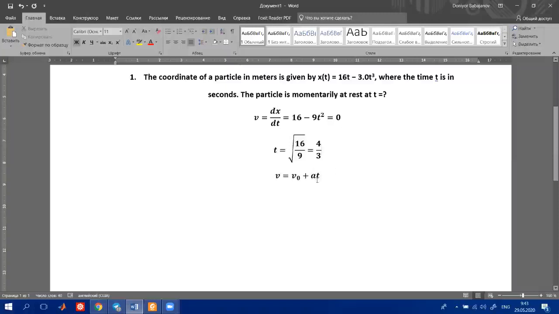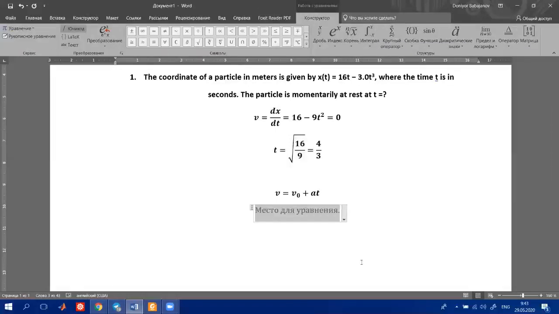When acceleration is constant, this formula is correct. But when acceleration is not constant, you should use this formula, dx over dt. This formula is more general. v equal dx over dt is the more general formula. This formula is a special case. So how do I know that acceleration is not constant? In this case, if v equals v0 plus at, then x equals x0 plus v0t plus at square over 2.